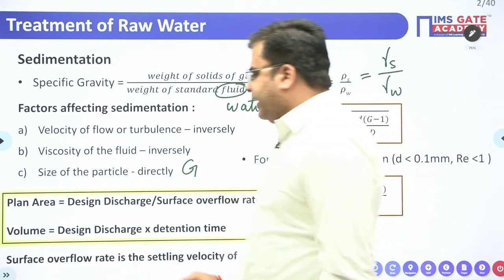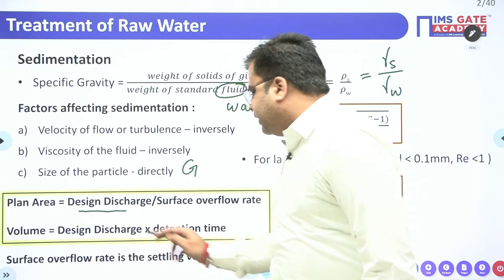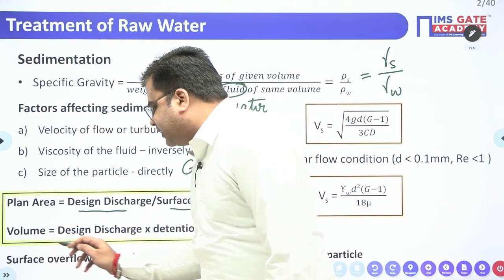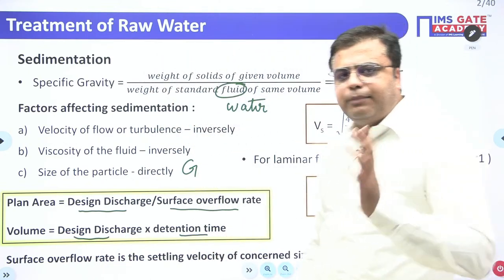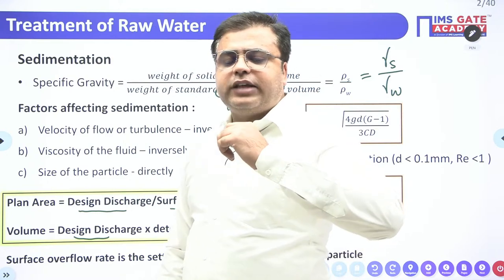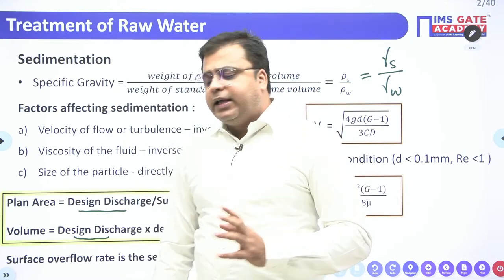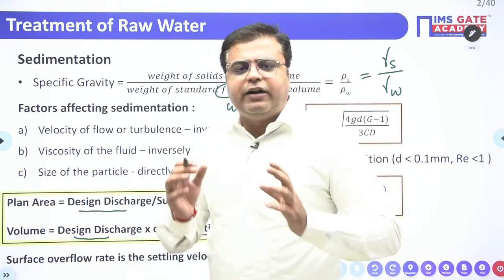So the plan area of our sedimentation basin can be calculated as design discharge divided by the surface overflow rate. Volume of our sedimentation basin is equal to design discharge multiplied by the detention time. Please keep these formulas in mind, because in the majority of questions with respect to the sedimentation process, these two formulas are precisely used to calculate the required factors, right?